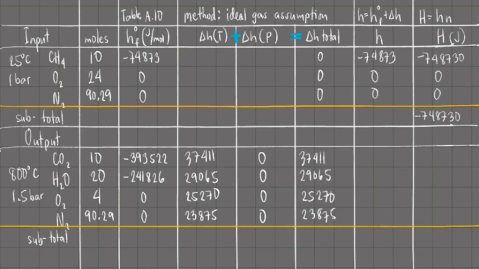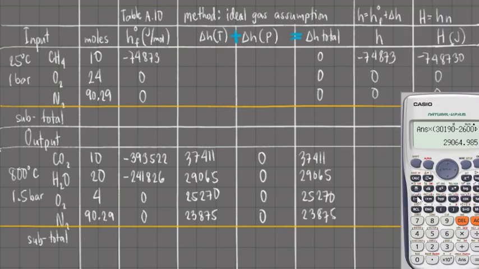H total. Let's calculate. For CO2, that is negative 393,522 plus 37,411. We have negative 356,111. These are still in joules per mole, okay? Next, for water, we have negative 241,826, and we add 29,065. We have negative 212,761. You have to be careful with the signs, whether it's negative or positive, okay?